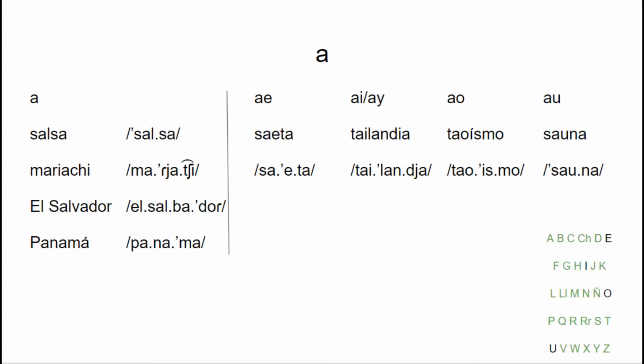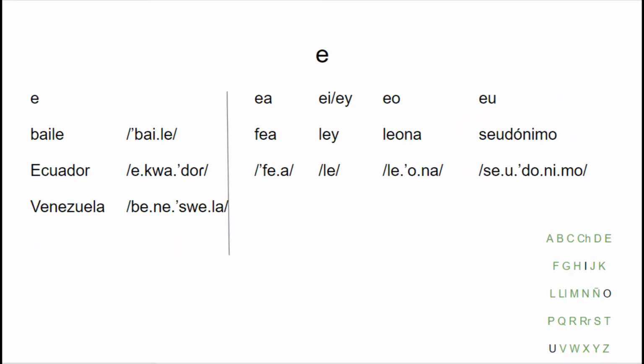This sound can be pronounced differently with certain vowels. So AE sounds normal, saeta. AI or AY changes to an I sound, so Thailandia. AO is an AO, Taoismo. And AU is an AU, sauna. E is pretty much always pronounced eh in Spanish. Don't say ay, it's eh. We have baile, Ecuador, Venezuela, fea, le, leona, seudónimo.